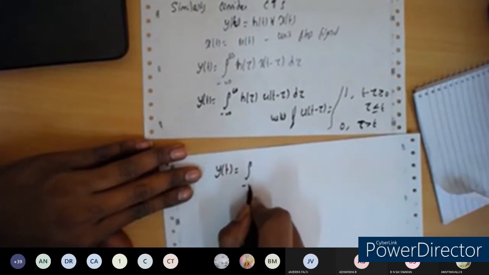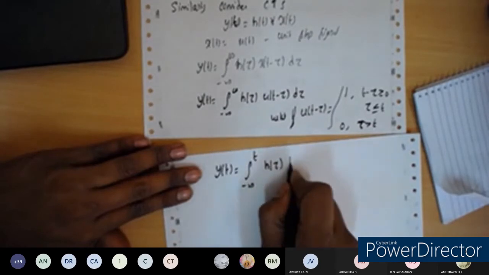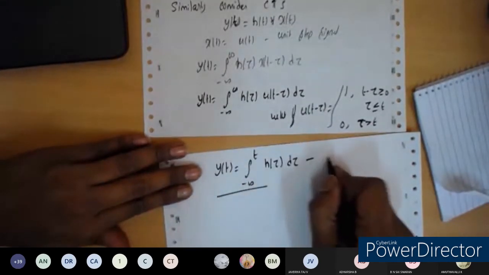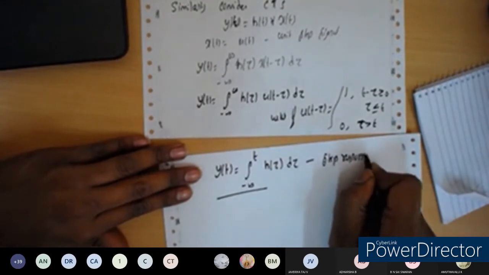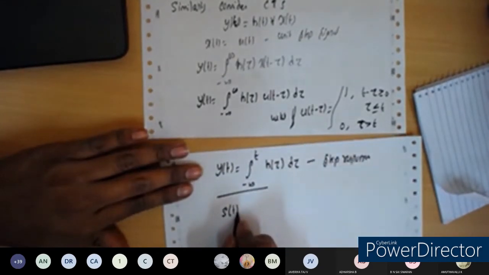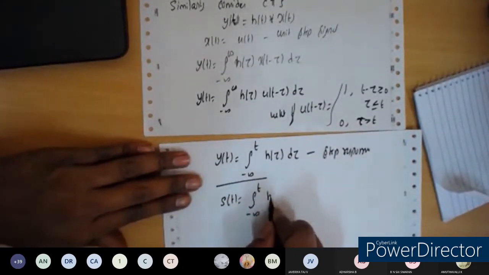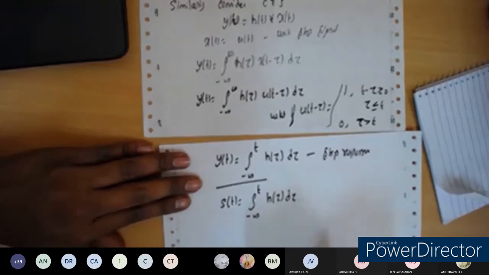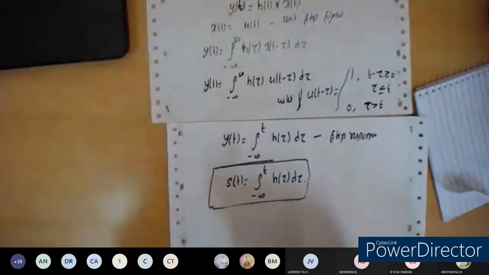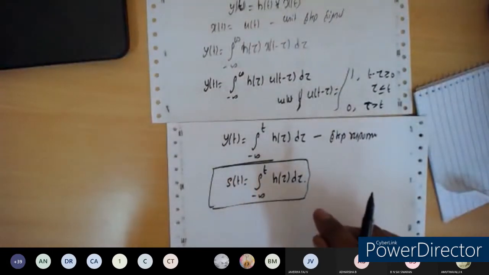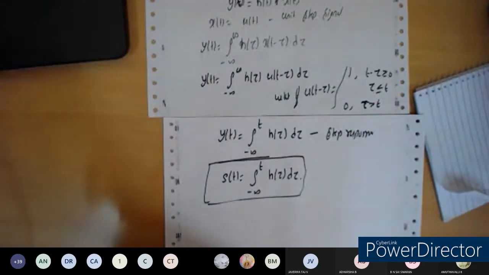So y of t is equal to the integral from minus infinity up to t of h of tau d tau. This is called the step response, denoted S of t. So for the continuous time signal, the step response is the integral from minus infinity to t of h of tau d tau. This is the formula for the step response.